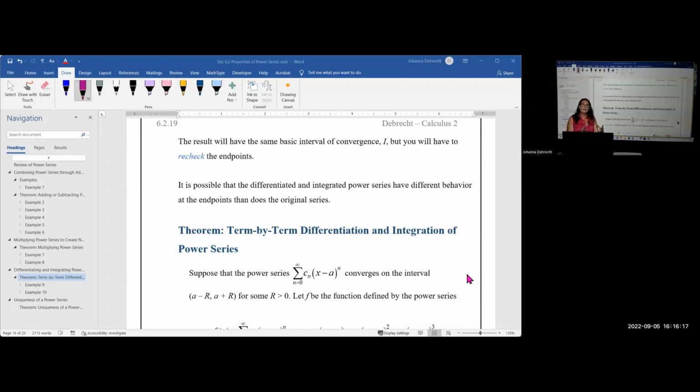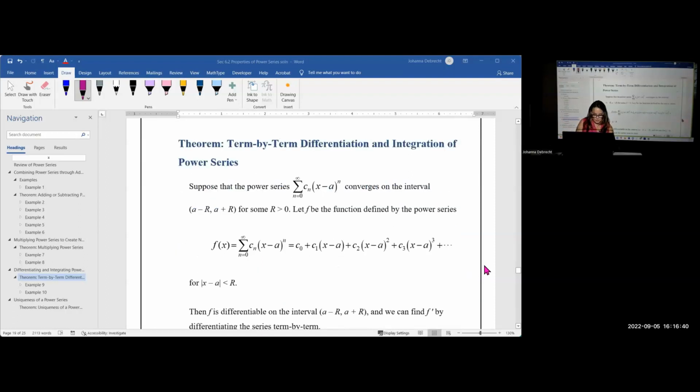change the convergence at the endpoints, totally new, something different, which means that we're going to have to recheck the endpoints of the original interval of convergence. It'll be basically the same, but we won't know what happens at the endpoint, so we'll have to test those separately. So this is a new rule for us. Let's take a look now at the theorem of term-by-term differentiation and integration of power series.